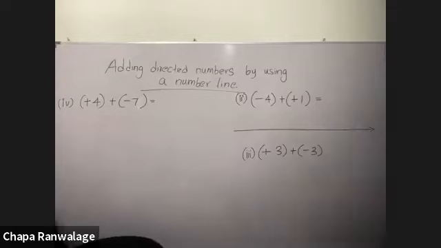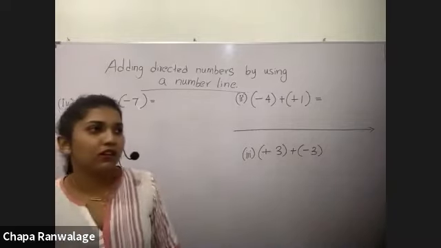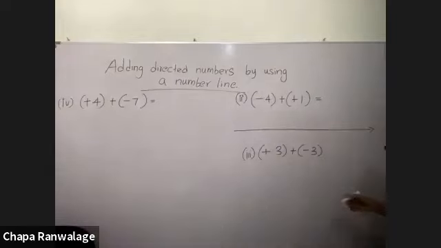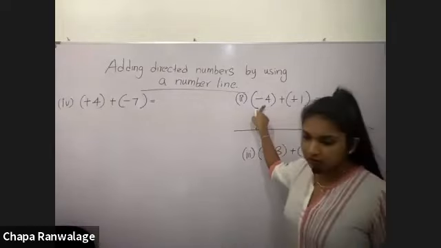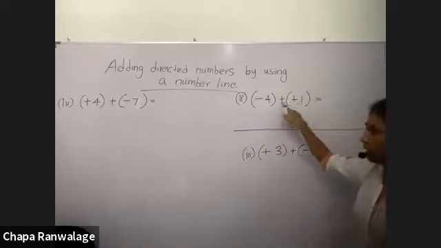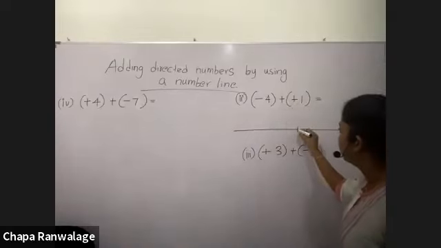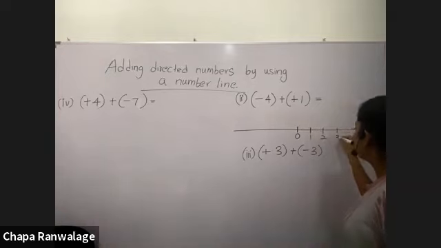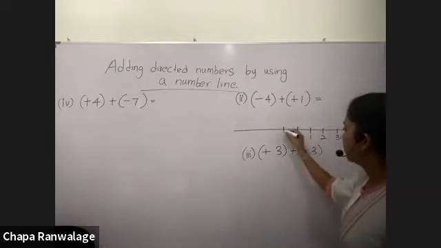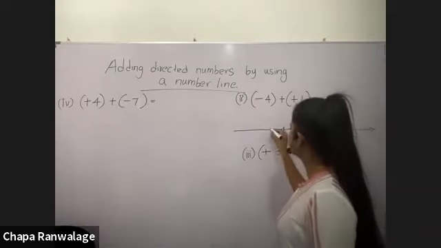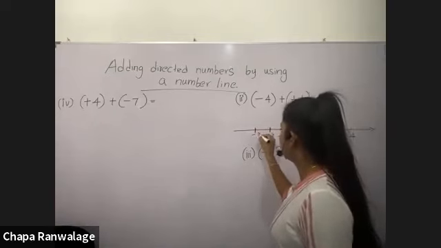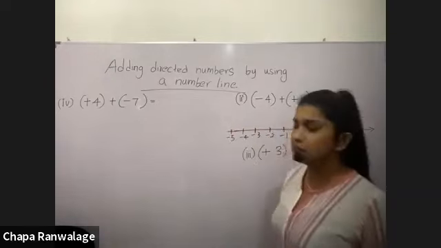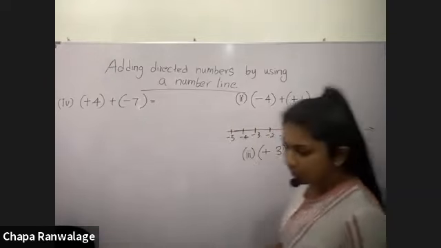Now, at 4 o'clock I have another class. Minus 5 plus 1. We have to know the point. 0, 1, 2, 3, 4, minus 1, minus 2, minus 3, minus 4. If you want to write minus 5, it doesn't matter. Help me to find the answer.